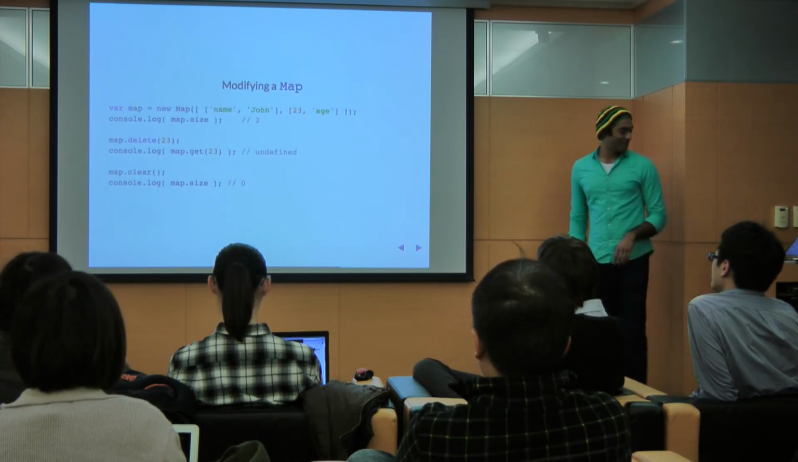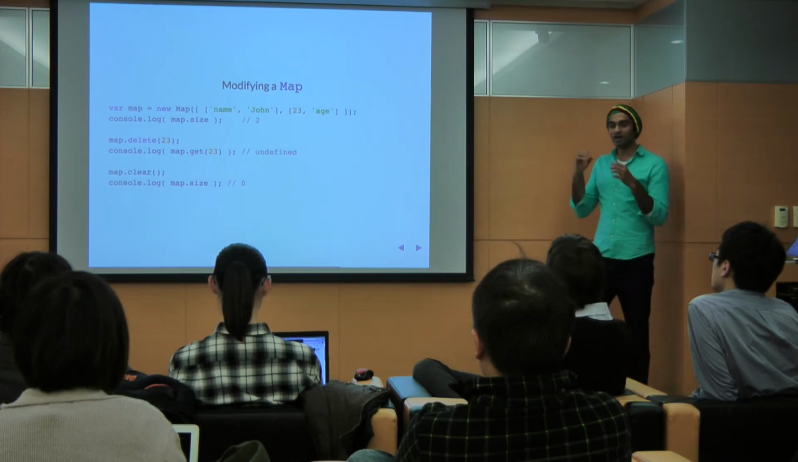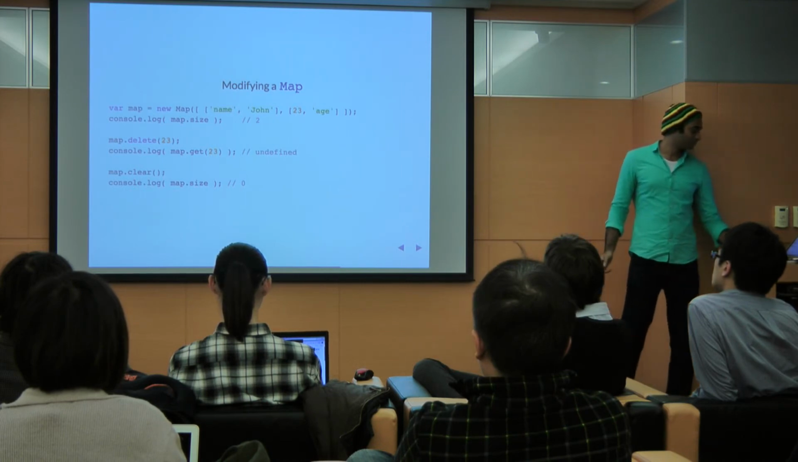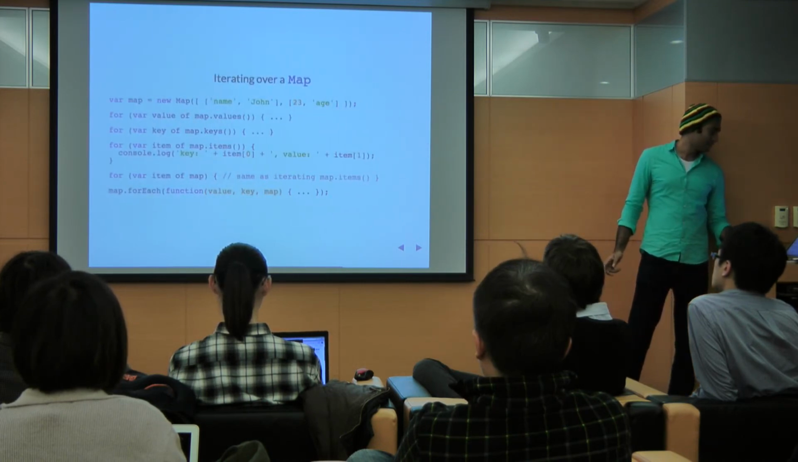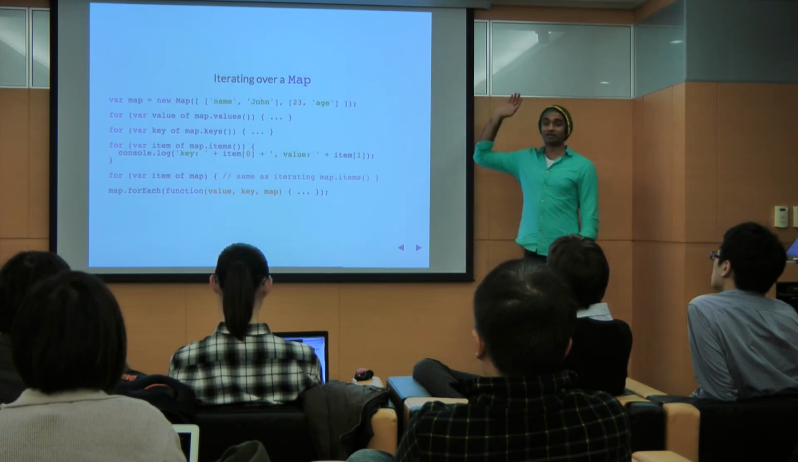Modifying a map. Same kind of methods as you have for a set. So again, you can't actually say, give me the first item. It doesn't make sense. And iterating over a map. I've just taken this from the spec. These are all the ways you can look at the contents of a map.